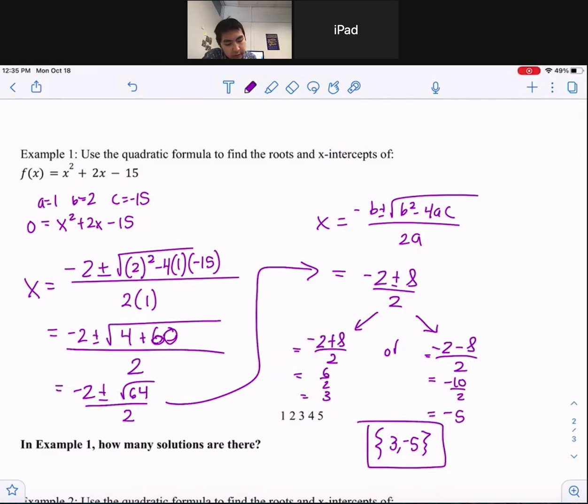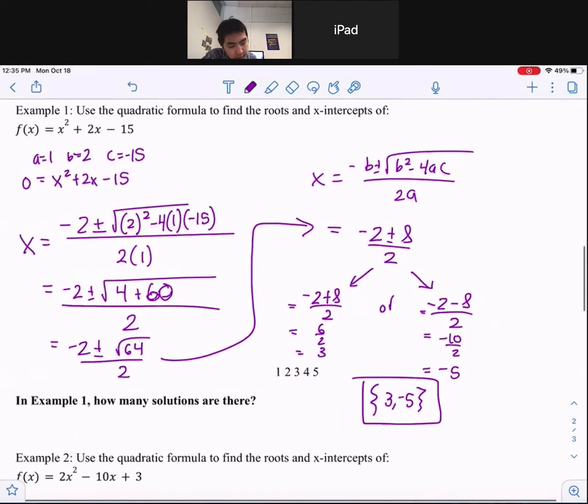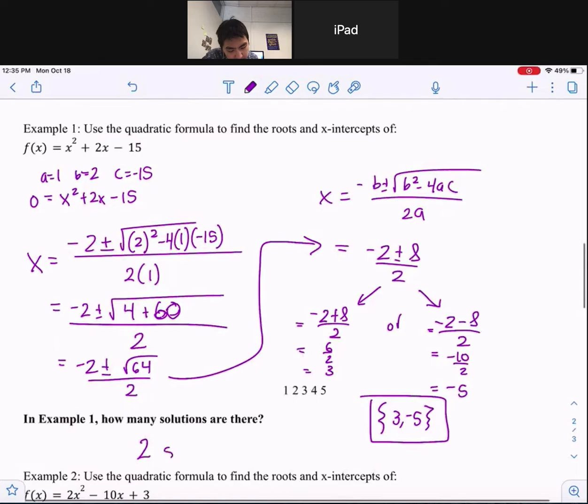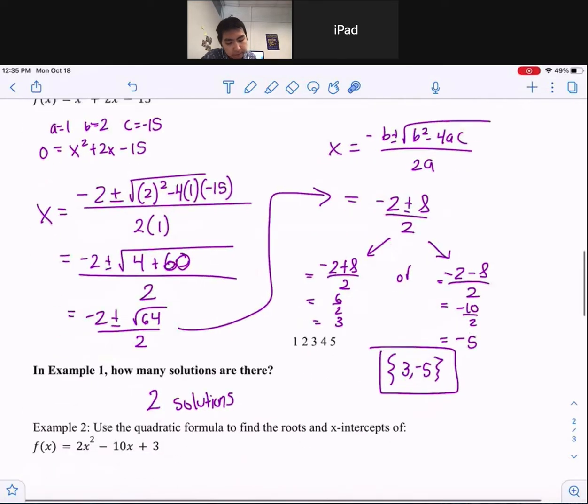Rate how you guys did. How's your level of understanding? And we get two solutions here, which makes sense because if you look at our b squared minus 4ac, our discriminant, we got a positive 64. And if it's positive inside the square root, you will always get two answers, real or imaginary.